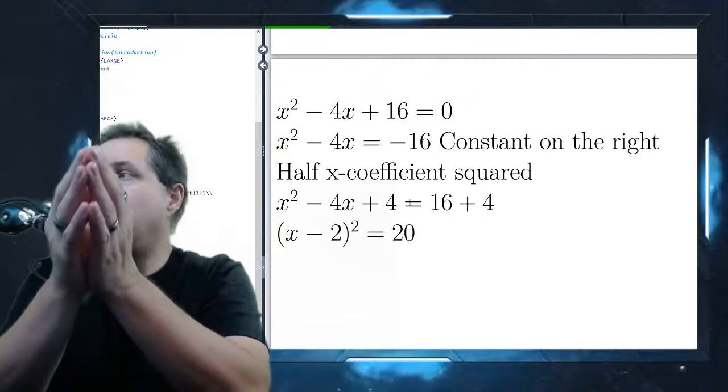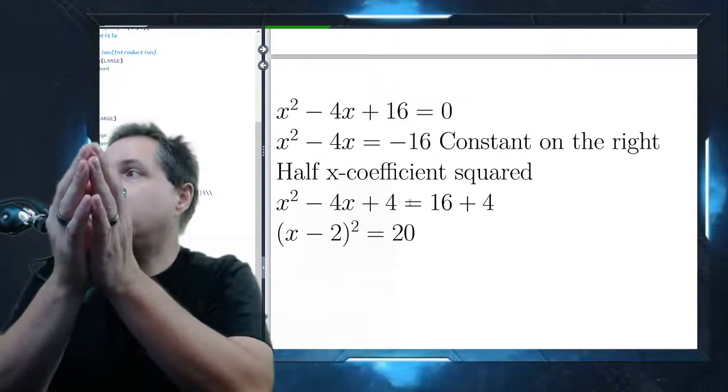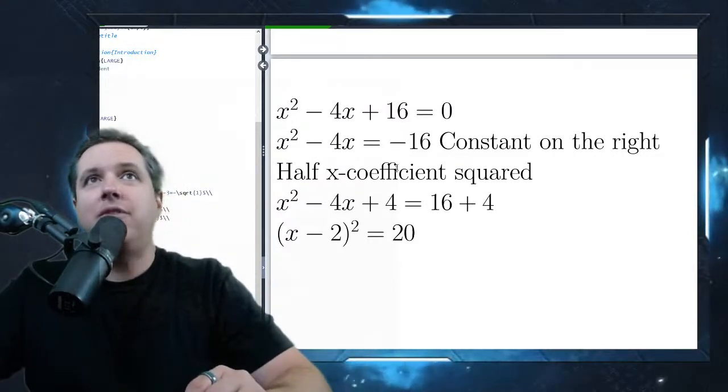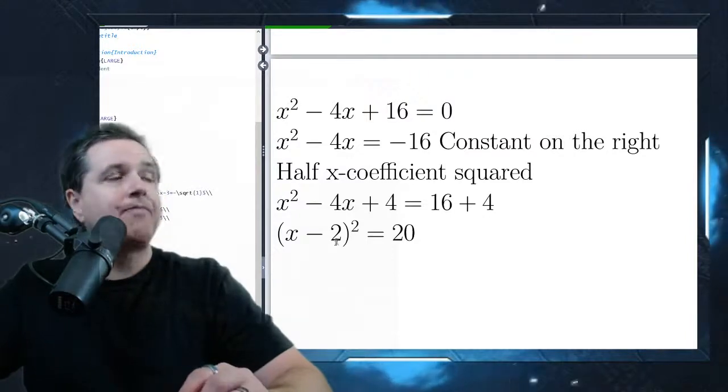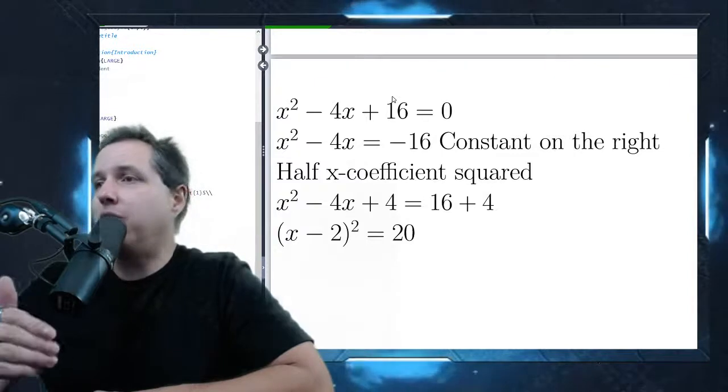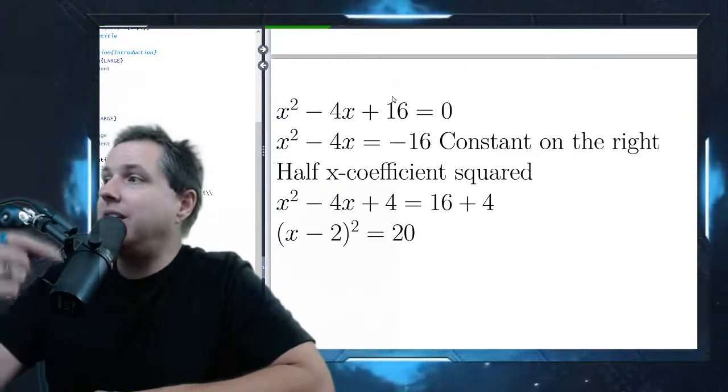And once we do that, we can factor it as a perfect square. So the whole thing hinges on us being able to remember half the x coefficient squared will make the problem come out the way we want. So this is the new part. What we just did is the new part. The rest of the problem you know how to do. We did it last time.